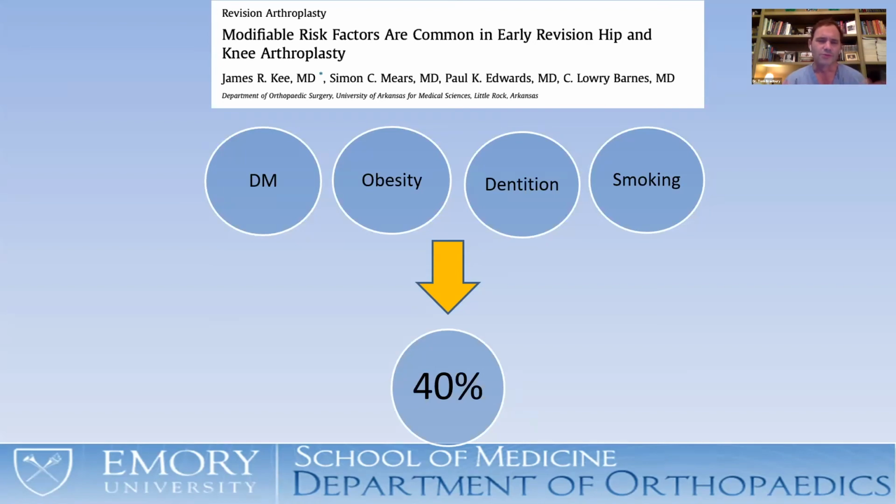And when they looked at those risk factors in the group of people that failed their initial hip or knee replacement surgery, 40% had one of those modifiable risk factors. And the take-home point behind the study was there's room for improvement for what we do on the front end, because what we do to prevent these complications is way more important than the way we treat them.